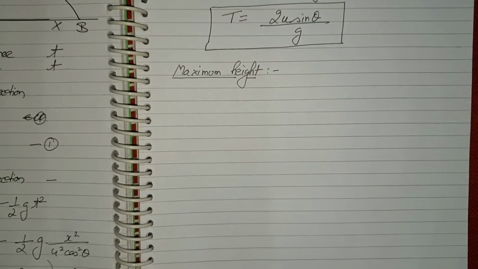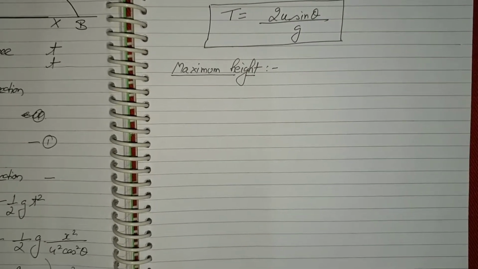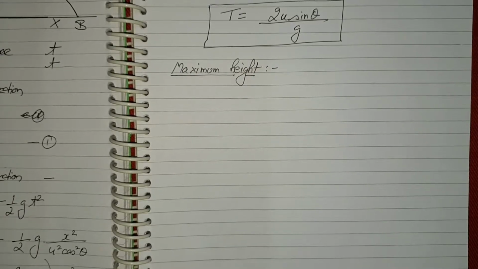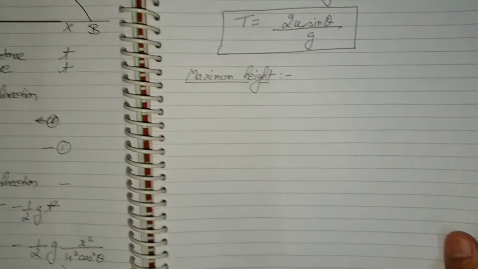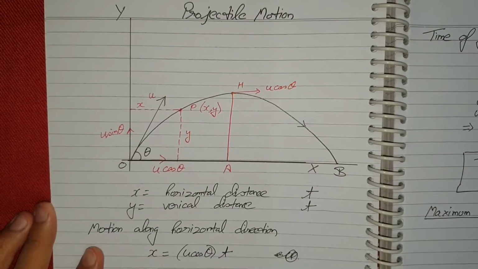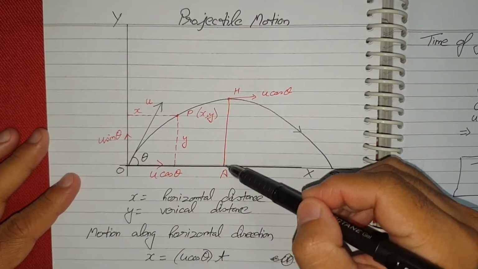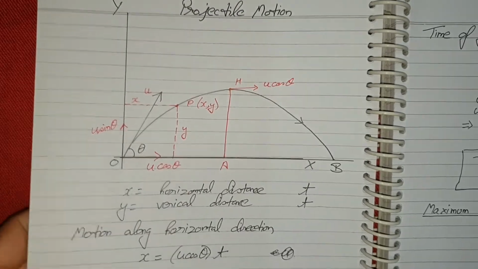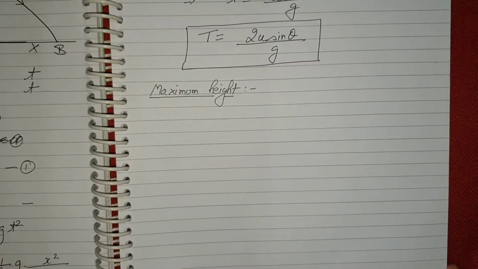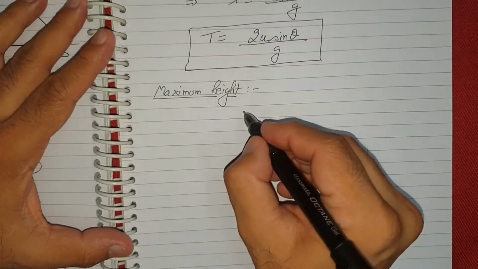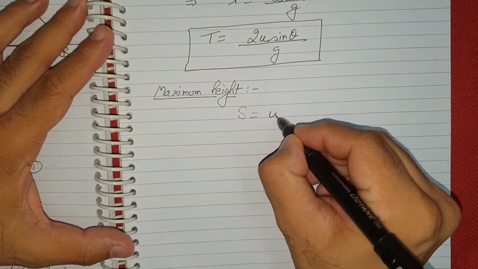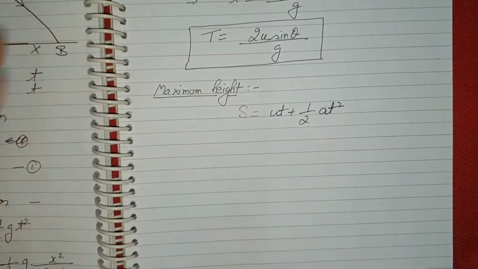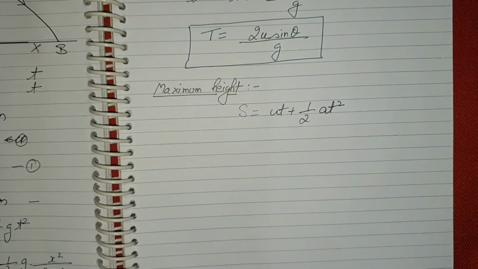Now the maximum height. It is the maximum vertical height attained by the object above the point of projection during its flight. It is denoted by h, small h or capital H, whatever you can denote. So basically this is the maximum height. Now how to get an expression for the maximum height? We start with the second equation of motion, which is S equals ut plus half a t square.